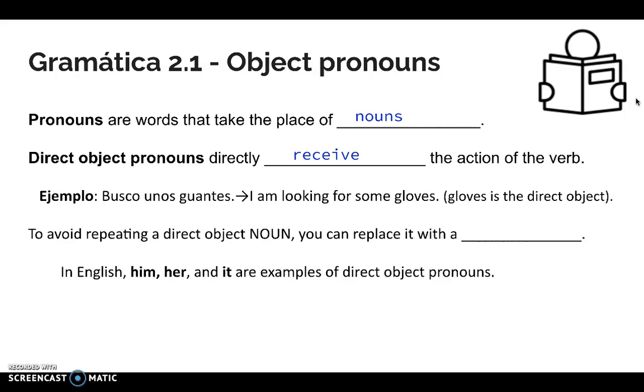Busco unos guantes. I'm looking for some gloves. And here the gloves are the direct object. We don't have a direct object pronoun here yet. So to avoid repeating the direct object noun many times when you're talking about looking for these gloves, you can replace it with a pronoun. In English, we use him, her, and it, or them as examples of direct object pronouns.